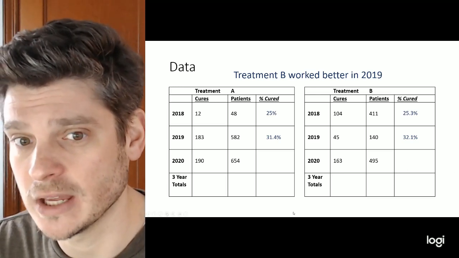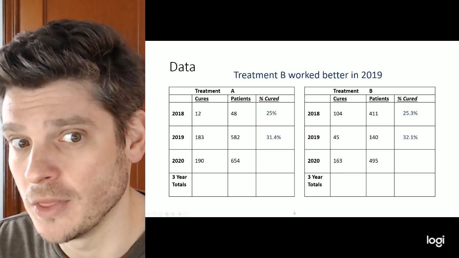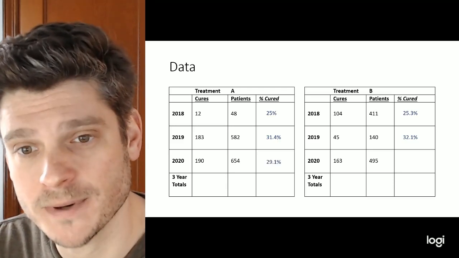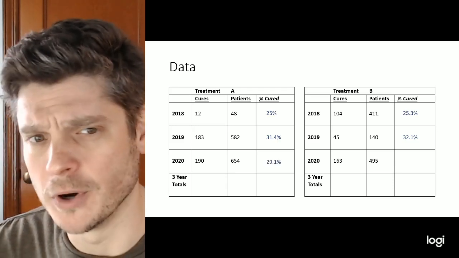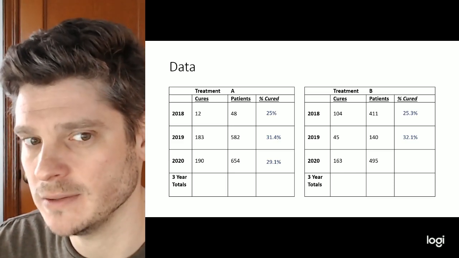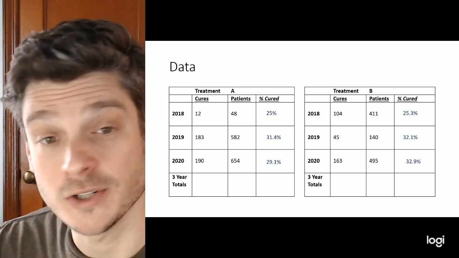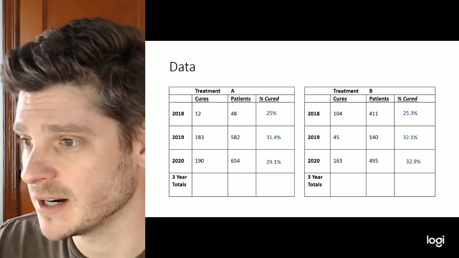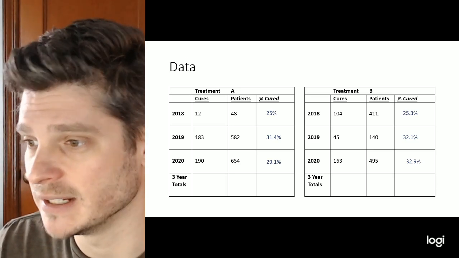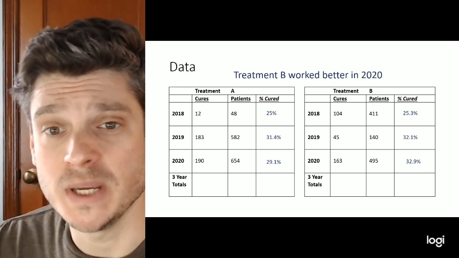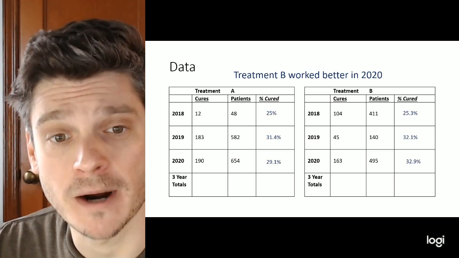And I'll tell you that for treatment A, the percentage of people cured was 29.1%. And again, pause the video. Wait a second. Do 2020. Divide those two numbers, multiply by 100, and 32.9%. All right, this one doesn't even take much looking at. It seems pretty clear to me that, again, in the year 2020, treatment B was definitely the better option.